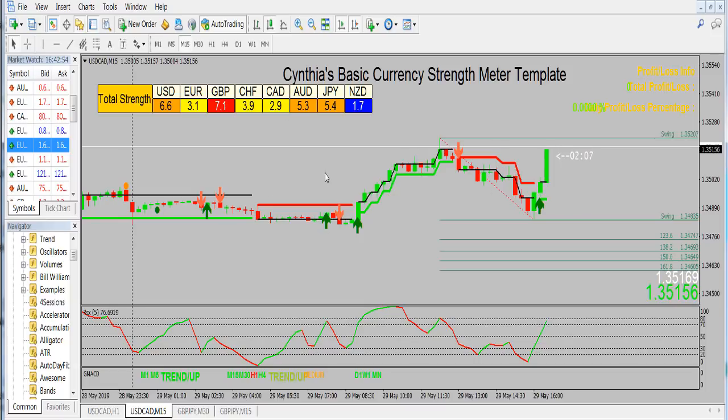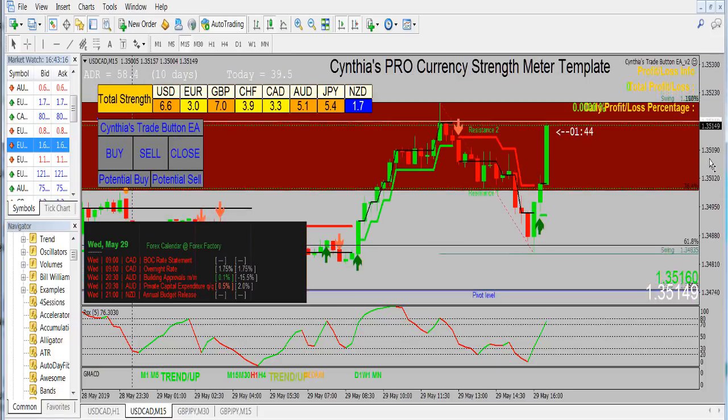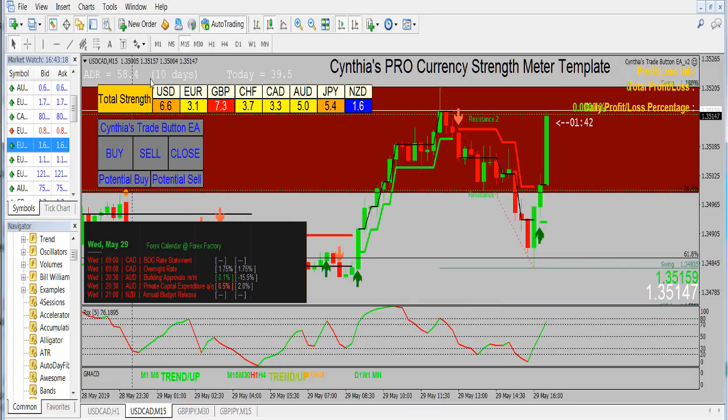So if I were to apply the Pro template on a 15-minute chart, this is what it would look like. And now we're in a Pro template on a 15-minute chart for the USD CAD. We can see according to the currency strength meter, the US dollar is very strong and the CAD is still very weak. So this candle, the current candle we're on, reflects the buying pressure.